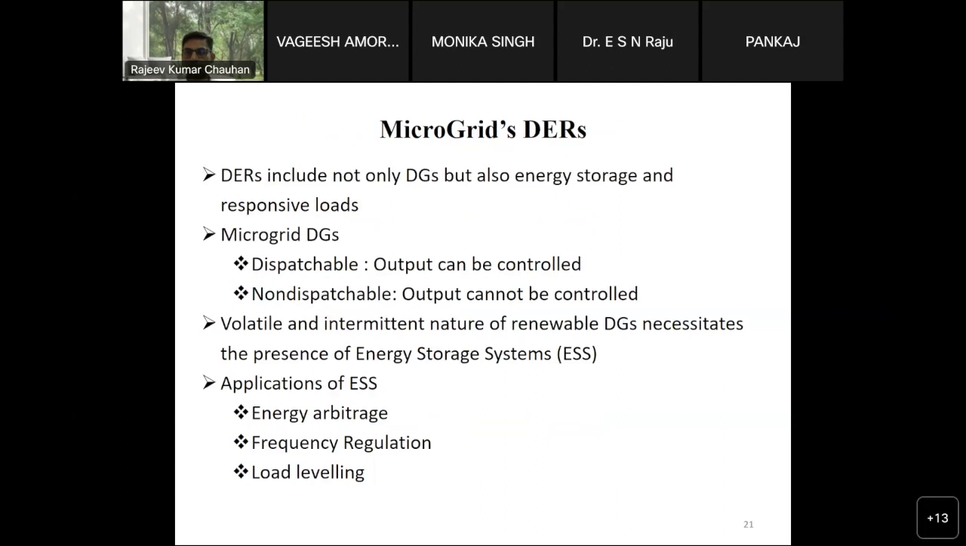When we see the DER, as I mentioned, it will have the DG as well as the energy storage. DG technologies can be dispatchable as well as non-dispatchable.